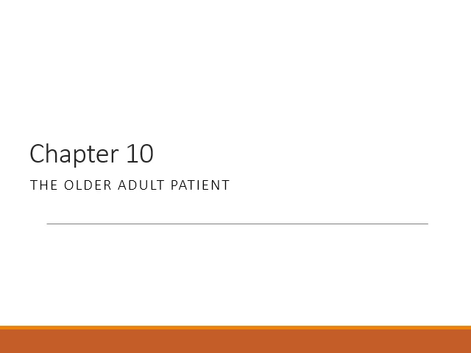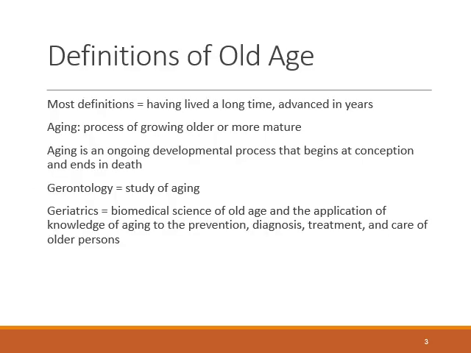Well, welcome to Chapter 10, the older adult patient. So, what age is commonly used to indicate the onset of old age? Well, normally we think of 65 as retirement age, so that's considered old. And I'm sure to all you guys, I seem old. Even the Beatles used to sing about, "Will you still love me when I'm 64?"